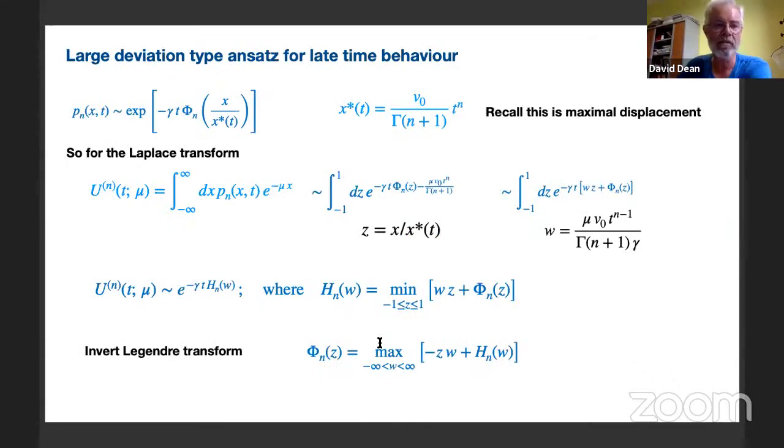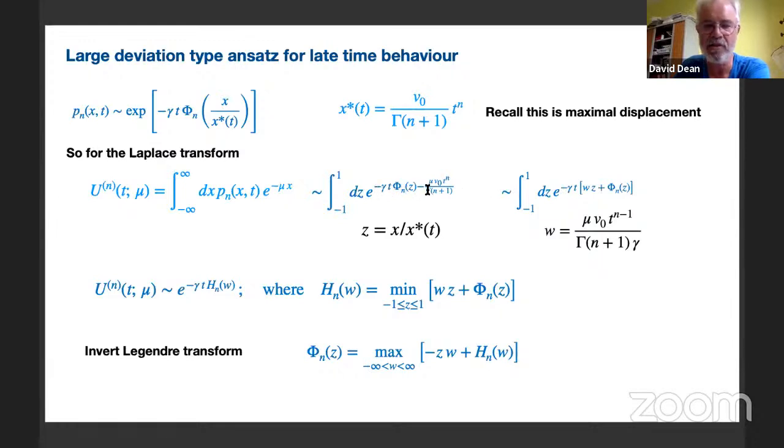Now, in order to solve this problem, we actually make a large deviation type ansatz. You can argue this in a slightly more systematic way, and motivate it. Basically you say, if I'm interested in late times, I'm going to look at the scaling variable x divided by x star of t. So this variable, which I call w later, is basically something which is between 1 and minus 1.